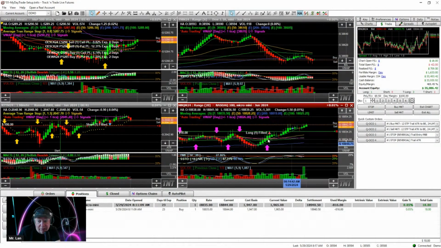Oh, look, this rotten little thing just keeps going back and forth across the VWAP. The others won't go up to the VWAP. This one won't leave the VWAP. Rotten NASDAQ.